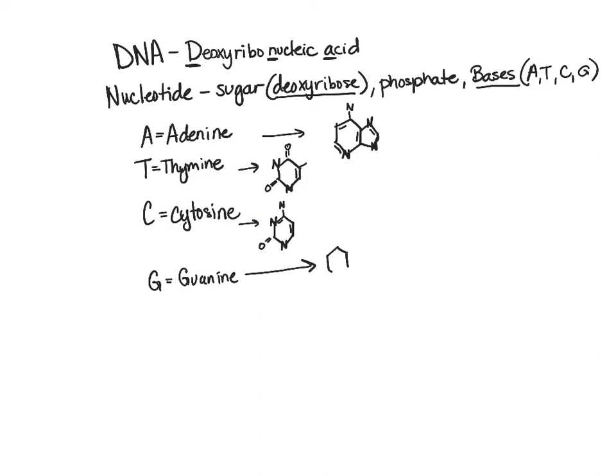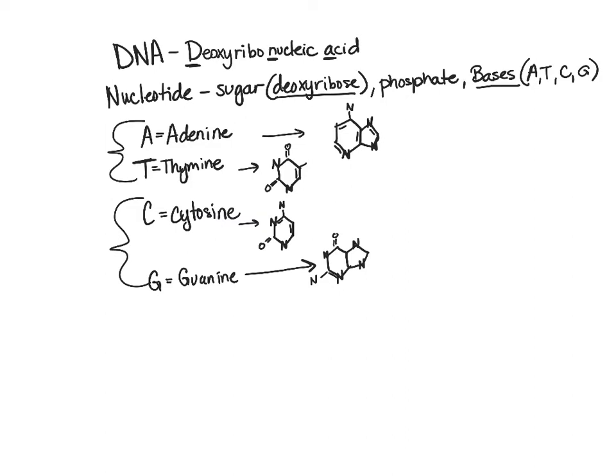Guanine looks similar to adenine. Nitrogens, nitrogens, nitrogens, amino group. All right, so we have our adenine, our thymine, our cytosine, and our guanine. And the reason that I wrote them in this order is because our A always pairs up with our T. Our C always pairs up with the G.